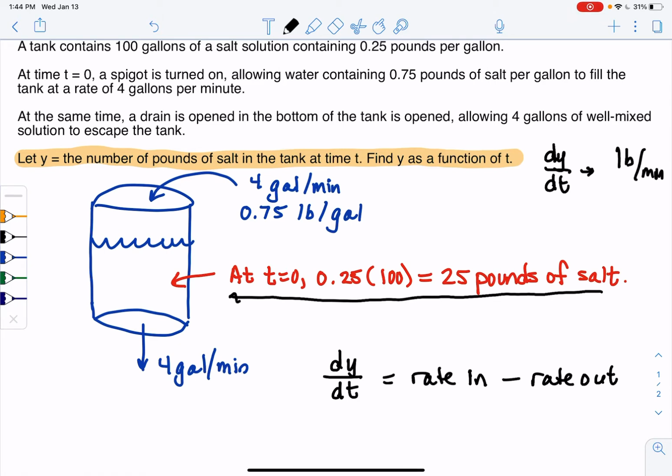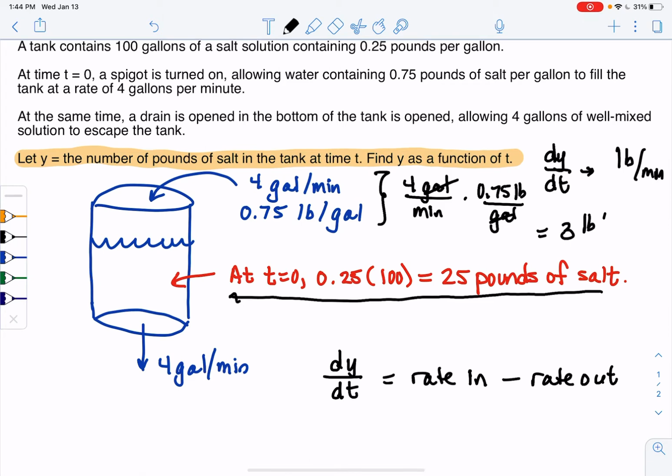So let's take a moment and look at all the information here. Going into the tank, we have a 4 gallon per minute flow rate and 0.75 pounds per gallon. If I set it up this way, 4 gallons every minute times 0.75 pounds per gallon, the gallons cross out and we end up with pounds per minute. So this is going to be 3 pounds per minute. In short, all we have to do is multiply those rates together. As long as it's gallons per minute and pounds per gallon, we just multiply them together to get the overall rate of how the pounds of salt are changing.